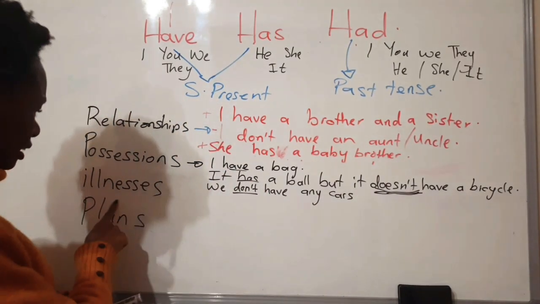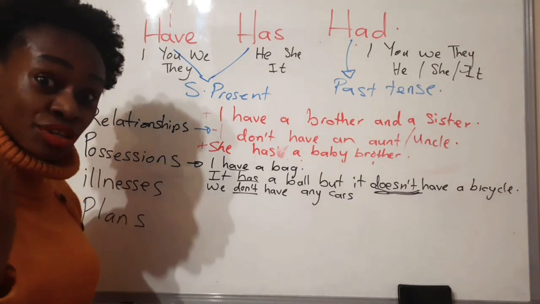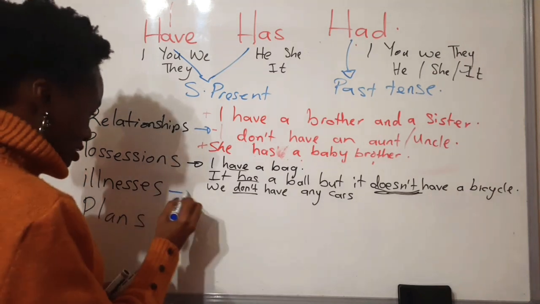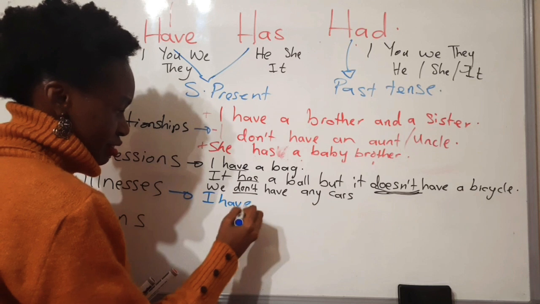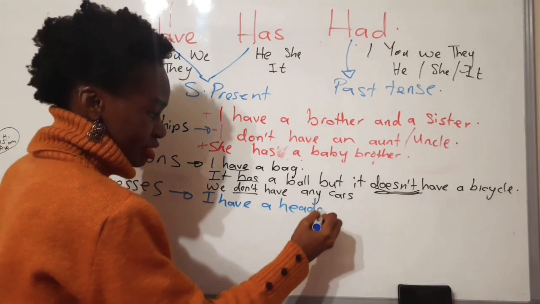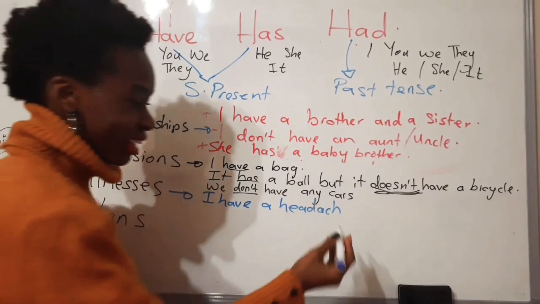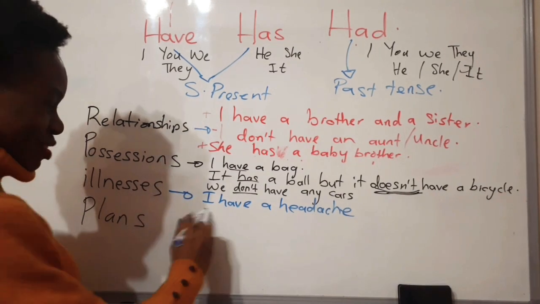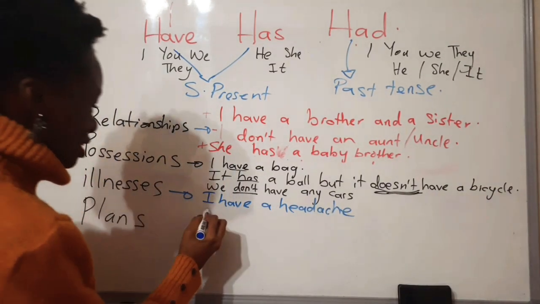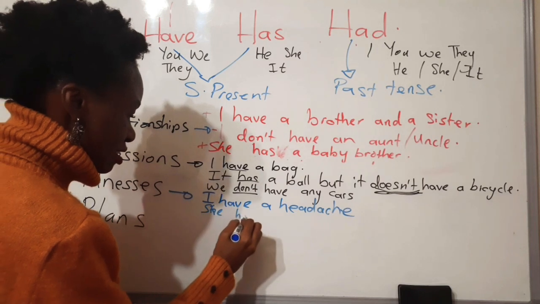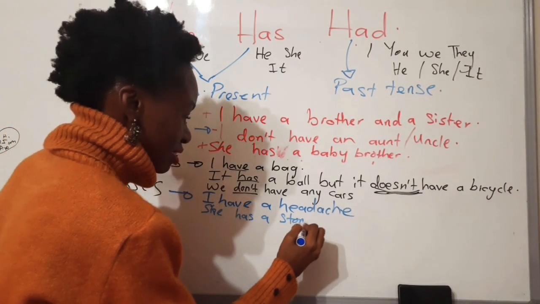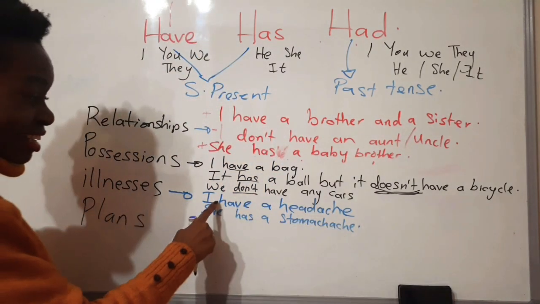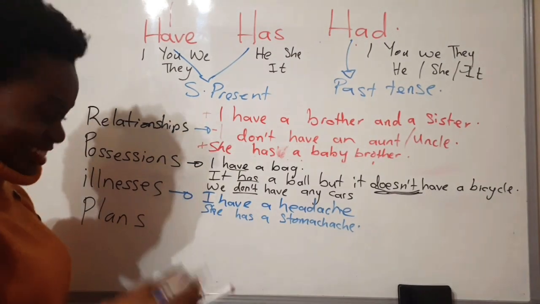And for illnesses, for example, you are sick. For illnesses, for example, I have a headache. My head is paining. I have a stomach ache. So we use it for illnesses. She has a stomach ache. Okay? So she has a stomach ache. I have a headache, etc.